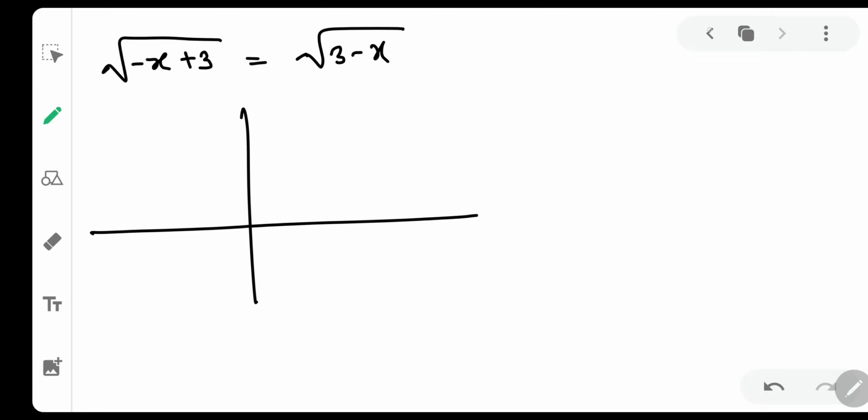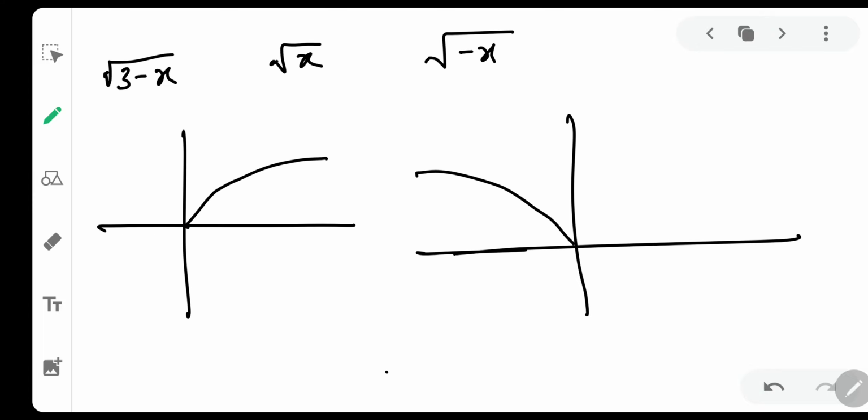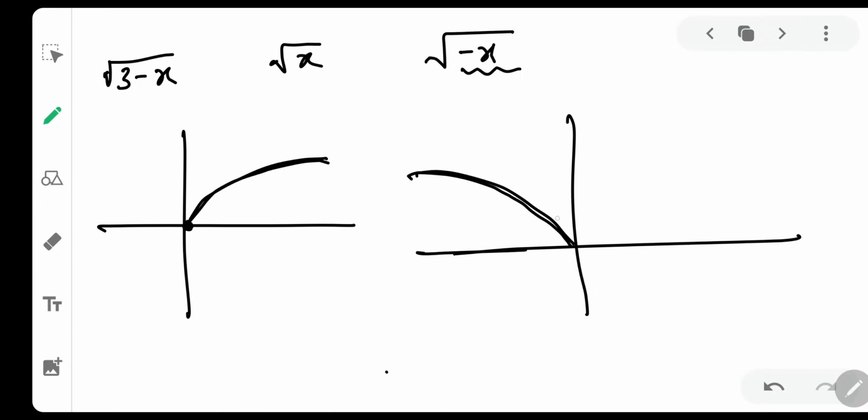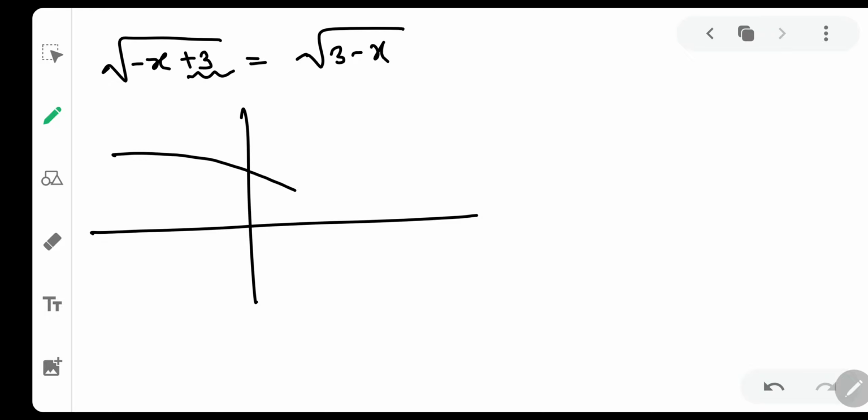Initially the graph was starting from 0. This is root x. Because of minus x everything turned minus, but now 3 is added to it. It means this graph will shift to the right, by 3 units. So this will be our graph at 3, that is the point 3 comma 0. If you want to check, just put the value of x as 3, and you will get the value of y as 0. So this is the simple graph of root of 3 minus x.